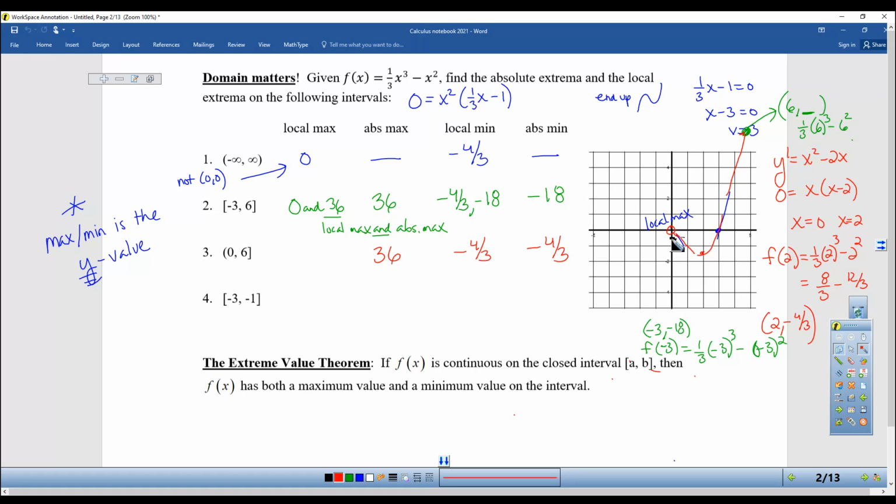Now 0 is no longer a max because it is a parenthesis. So it's an open circle. So my local max is just going to be the 36. I can't count the 0.